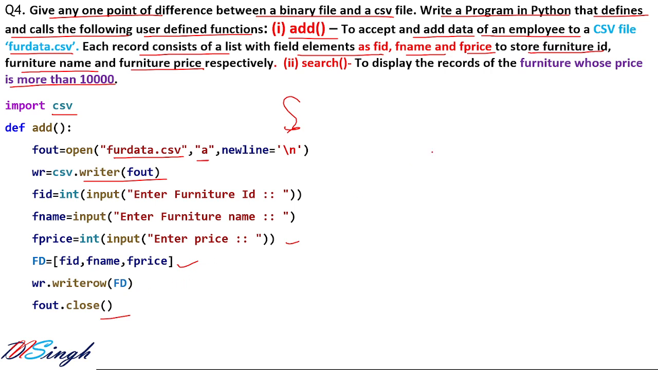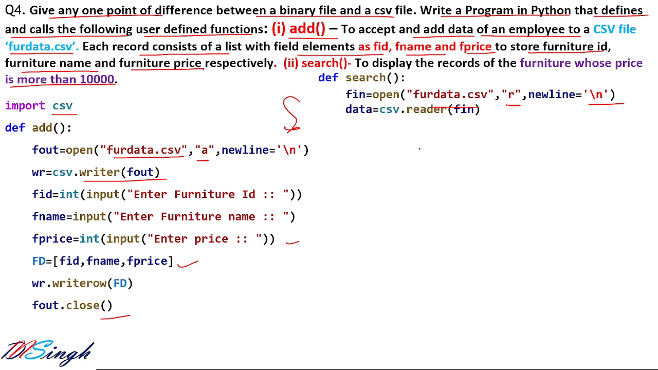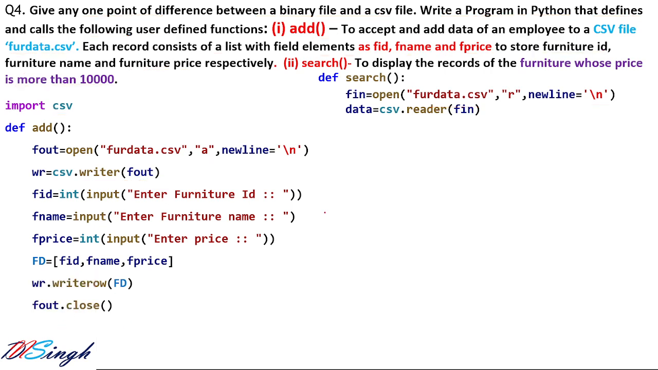Now the next job is to search and display furniture whose price is more than 10,000. So again we define the search function and open the file in read mode, because now we don't want to update anything. The newline will remain the same, backslash n only. Now our job is to read it. For that we need to create a reader object. So here we have created a reader object.